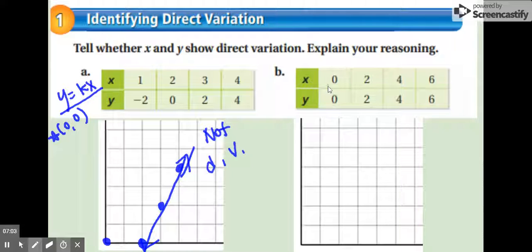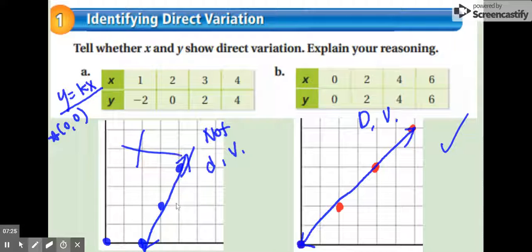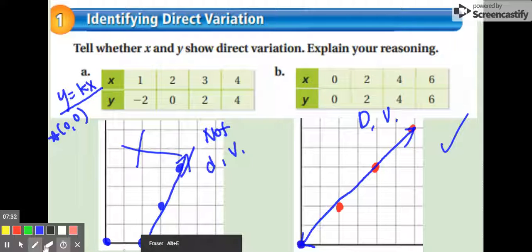What about question B? 0, 0, 2, 2, 4, 4, and 6, 6. If you connect the dots, you see that the line is straight and the line passes through the origin. So it is a direct variation. Direct variation should be a proportional relationship. So if it's not passing through the origin, then it's not a direct variation.